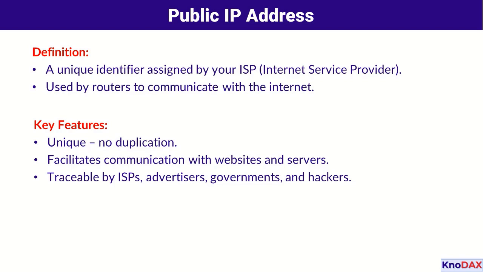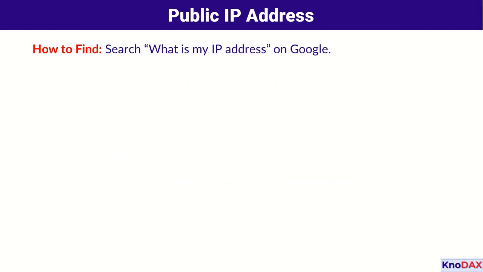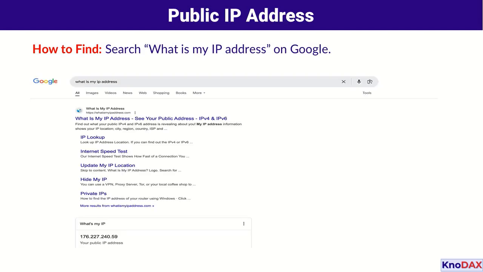However, it's important to note that public IP addresses are traceable. Internet service providers, advertisers, governments, and even hackers can use this information to track activity. So, how can you find your public IP address? It's simple. Just open a browser and search for "What is my IP address?" and your current public IP will be displayed. The visual on this slide shows an example of how a public IP address appears in a browser search.